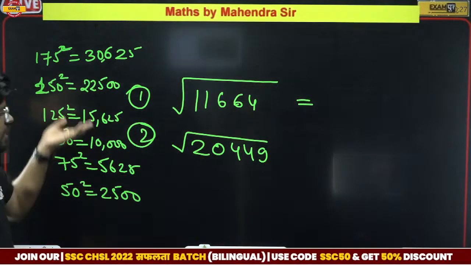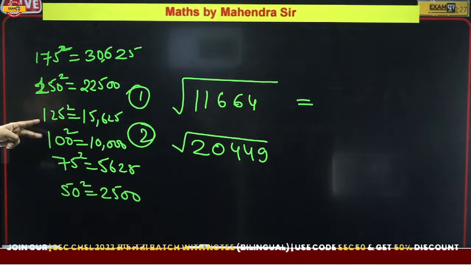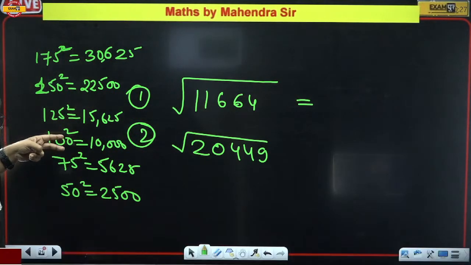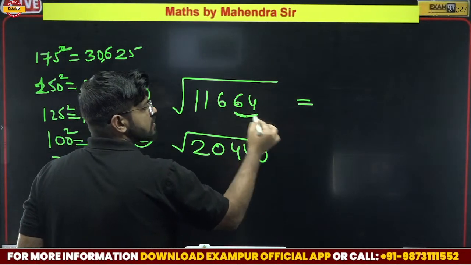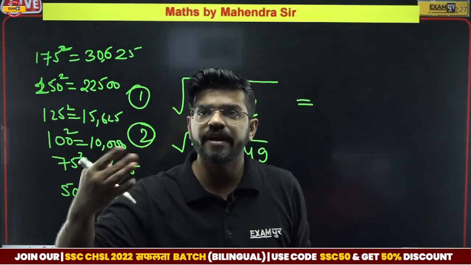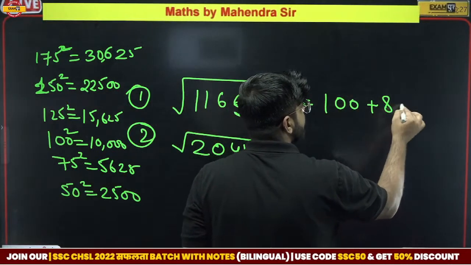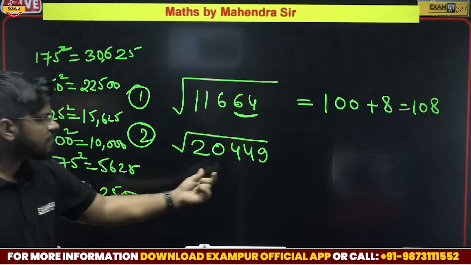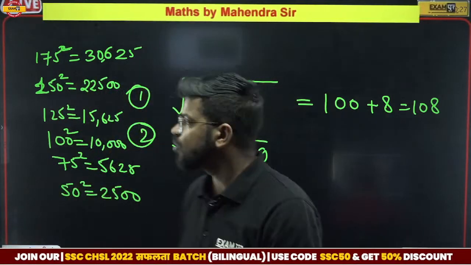So remembering these things, you can easily say that this number will come between 125 and 100. Last number is what? 64. That means this number is 8 more than 64 is square of 8, so this number is 8 more than 100. 108 is my answer. Now this number is 49, that means this number is either 7 more or 7 less.